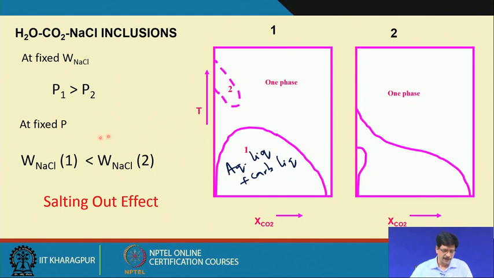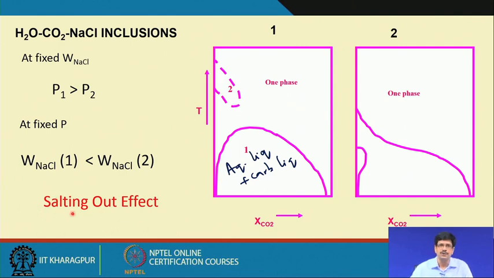Now, if we consider the pressure to be fixed, corresponding to one single pressure value, then the weight percent NaCl in case of 1 would be less than that in case of 2. So, that gives us an idea that with a fixed concentration of water and carbon dioxide, if we increase the sodium chloride content, then the immiscible area also will increase. So, this is something which is very well known in basic chemistry knowledge.